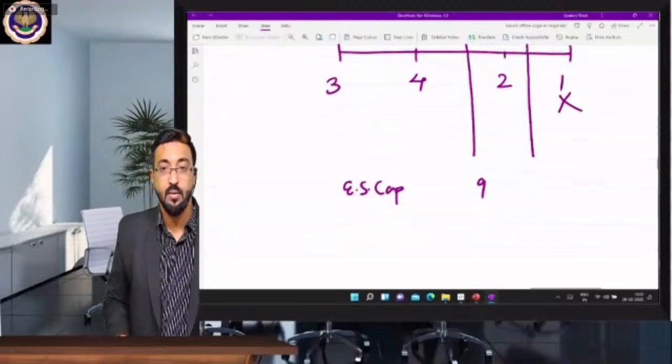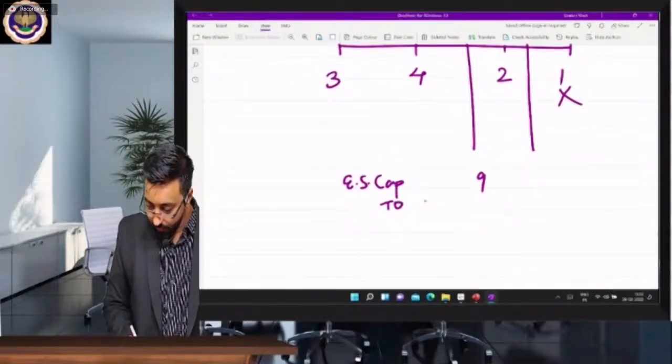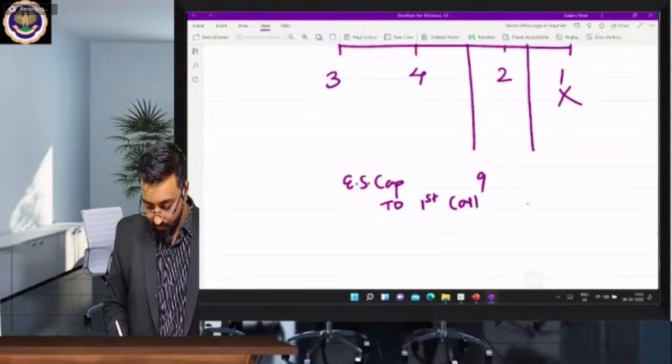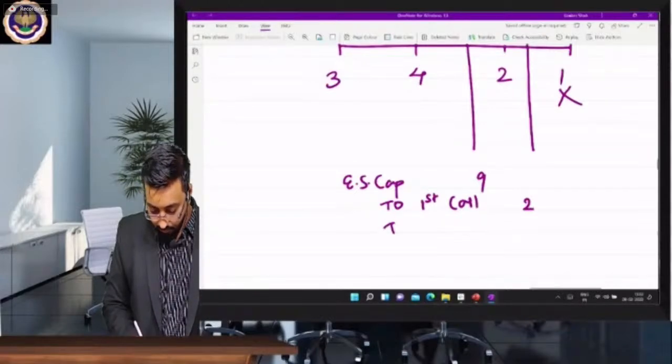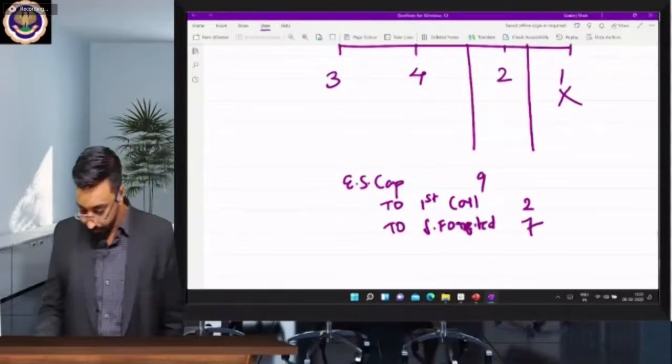One, ignore. Two, second call, who said that? Two, first call. Two shares forfeited. 7.